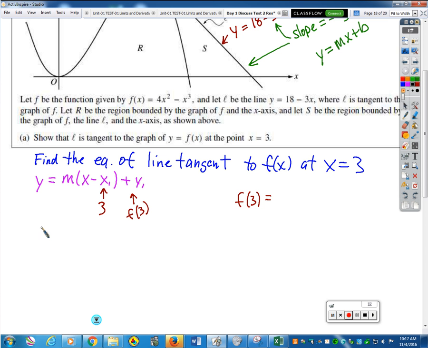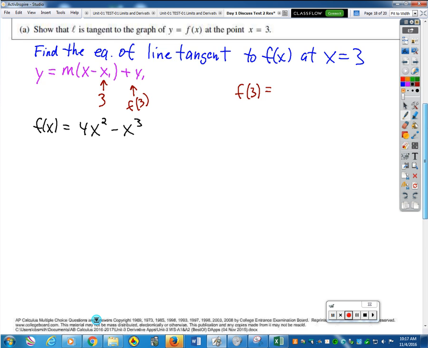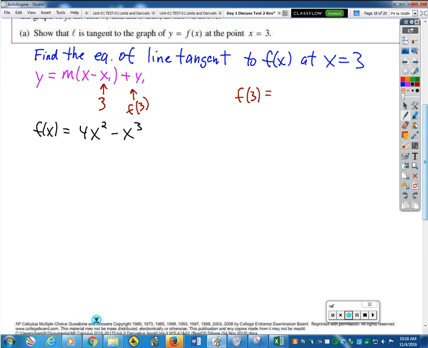Write this in your notebook, please. F of x equals 4x squared minus x cubed. Write that in your notebook. Deborah said to take the derivative of both sides, so I write that down. You should do as well.